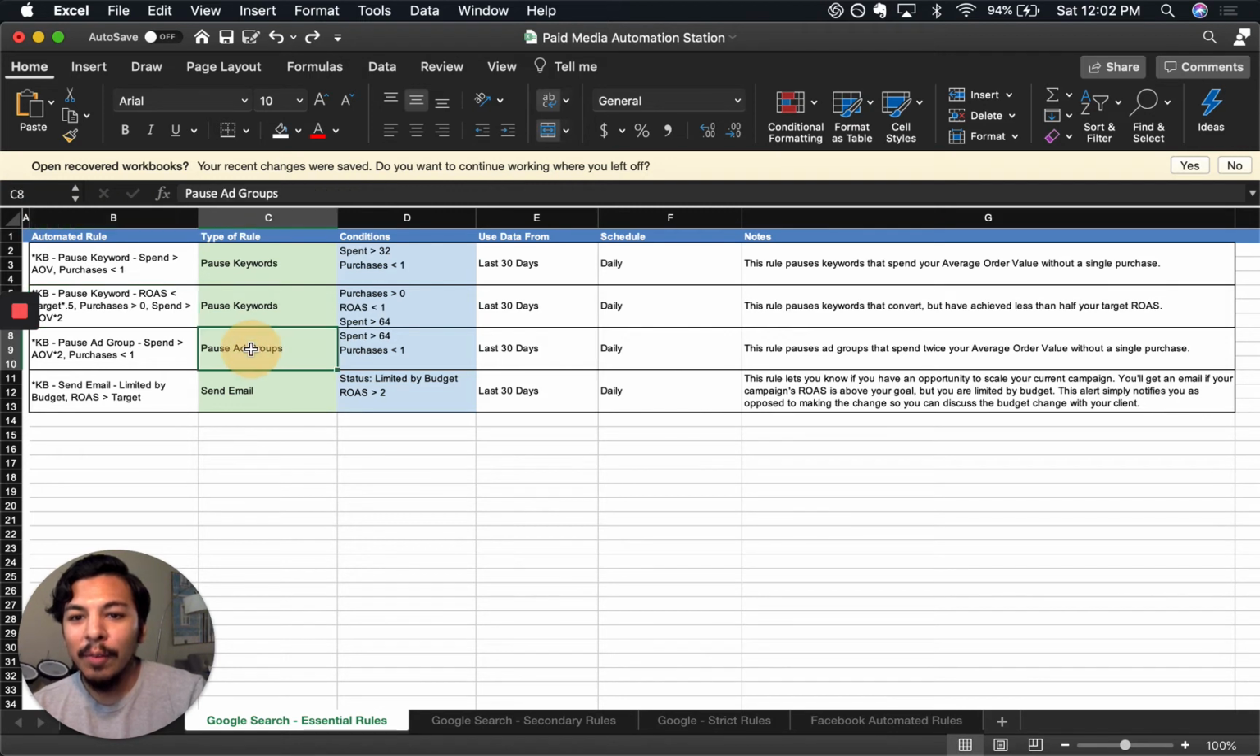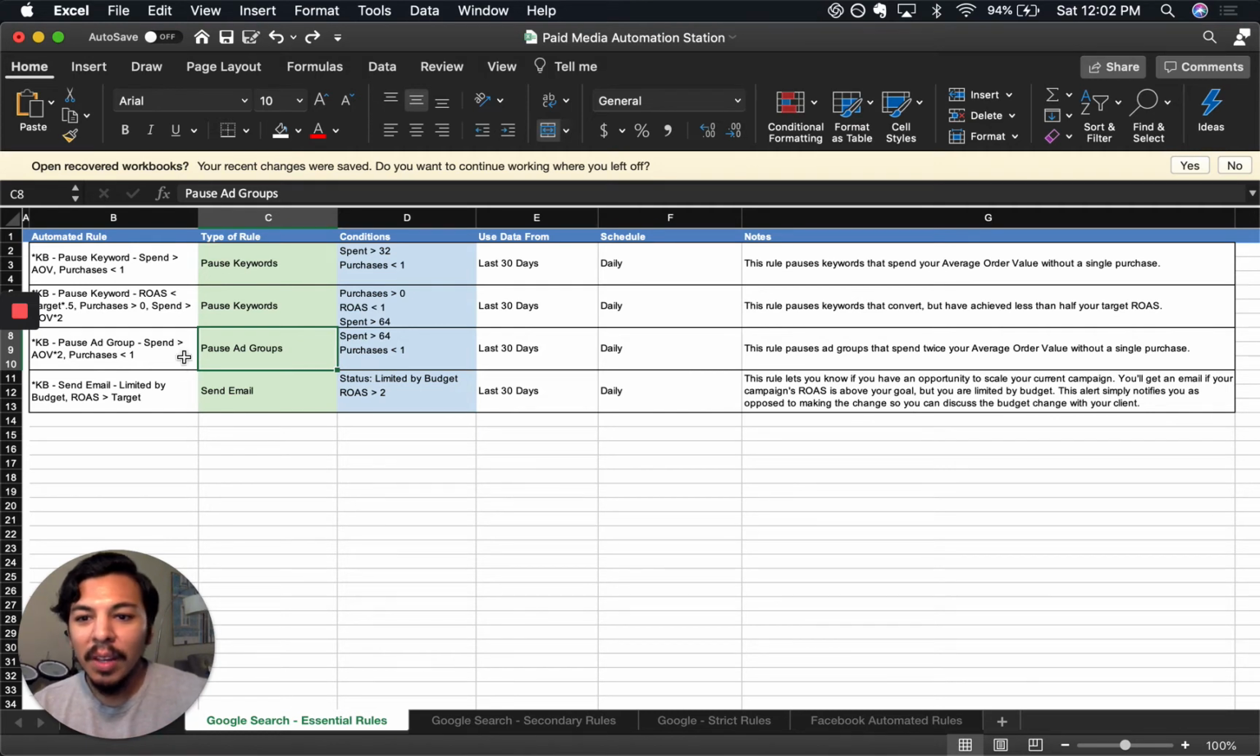And then for ad groups, I usually add a little more leeway, just in the event that I wouldn't want one keyword to ruin an entire ad group for me if I have other keywords in there, whether they be different match types or anything else like that. So in this case, I'll pause an ad group if it spends 2x my average order value and has no purchases.